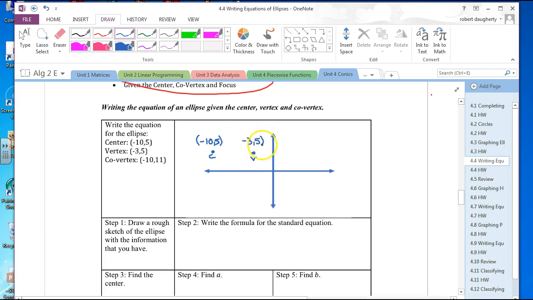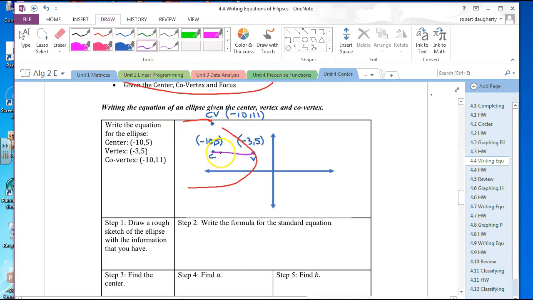Now immediately, what do you know about this ellipse? It's a horizontal ellipse. And how do you know that? If the vertex is on the horizontal line, this is a horizontal ellipse. And then what's the other piece of information they give me? The covertex is negative 10, 11. So somewhere right here is a covertex at negative 10, 11. This ellipse is doing something like this.